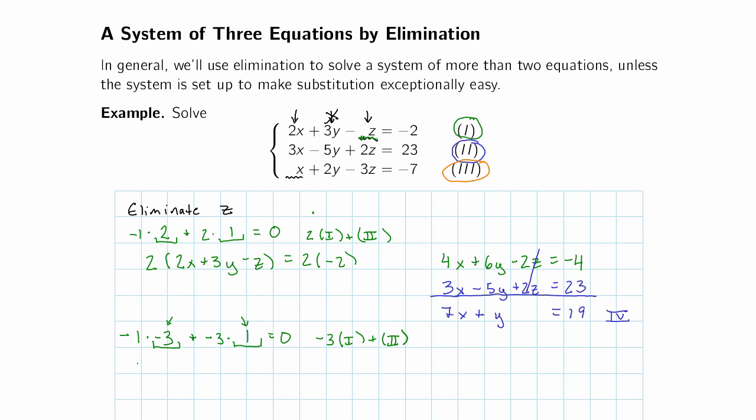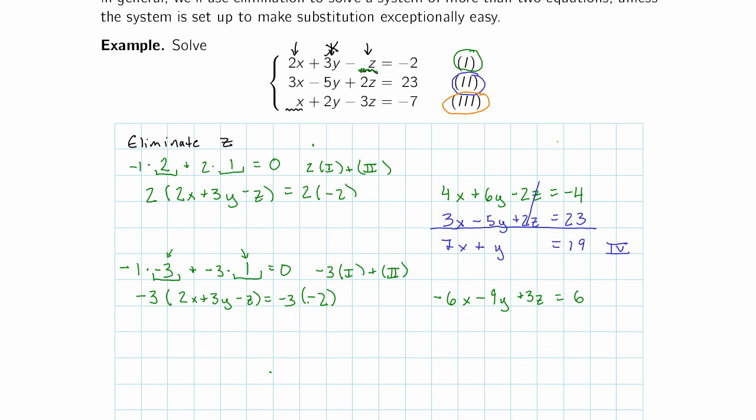What does that give me? I'll have negative 3 times 2x plus 3y minus z equals negative 3 times negative 2. So that'll be negative 6x minus 9y plus 3z equals 6. My equation 3, I have x plus 2y minus 3z equals negative 7.